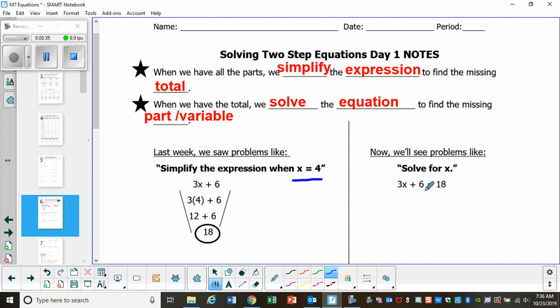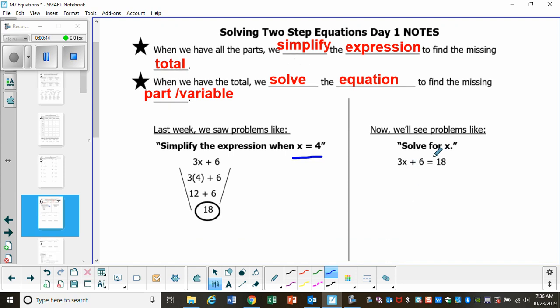So now we're going to see problems like this, where it says solve for x. 3x plus 6 equals 18. 18 is our total, and so we're going to want to find x, the missing part or variable. So what we do is we drop the bar, and we first get rid of the constant. The constant's the number without the variable, which is 6. And we do the opposite to get rid of it. So since it's a positive 6, we're going to subtract 6. These cancel out because of the additive inverse property. We're left with 3x, and then 18 minus 6 equals 12.